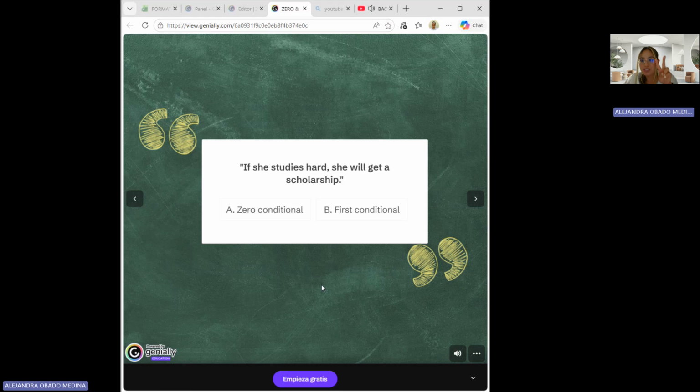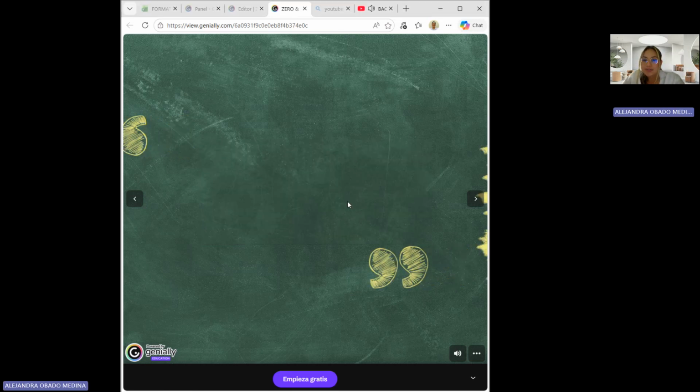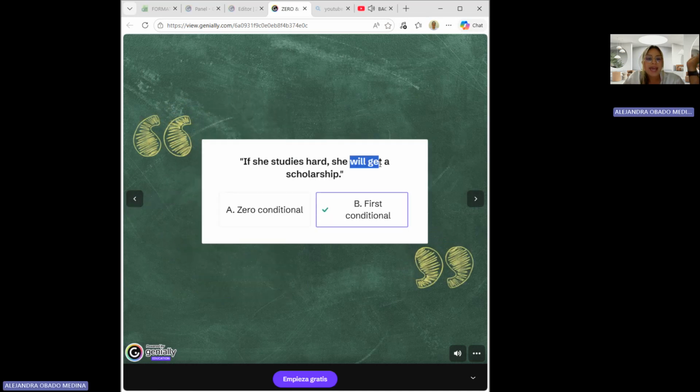Sentence 2. If she studies hard, she will get a scholarship. First conditional or zero conditional? I think first conditional. Good, because we'll get, will tells us it's a future possibility.